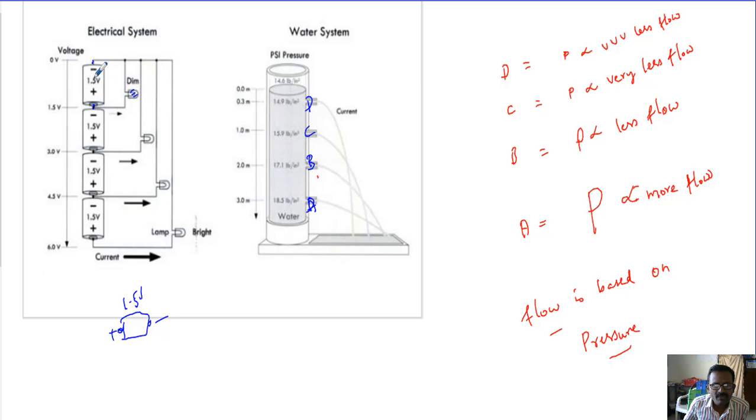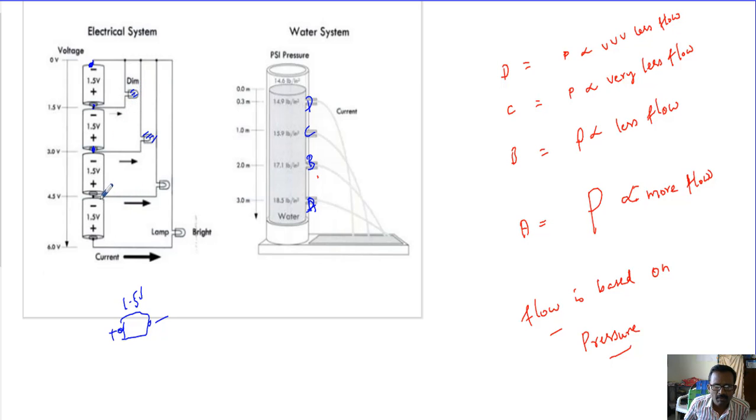Now I connect another bulb across this point and this point. See, now you should add the voltage, 1.5 volt plus 1.5, 3 volt. What is the potential difference between this point and this point? It is 3 volt. So this will not be as dim as the first bulb.